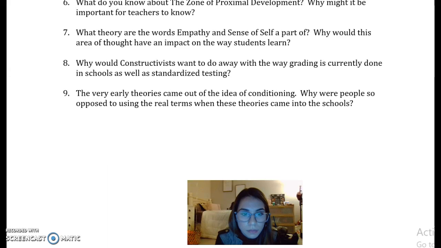Lastly, the very early theories came out of the idea of conditioning. Why are people so opposed to using the real terms? Because the real term is classical, and that was used on a dog, so it's comparing students to dogs as animals. That's why they like to use the word association theory, which became a new word. It's the same terms, just a different relation of the words.